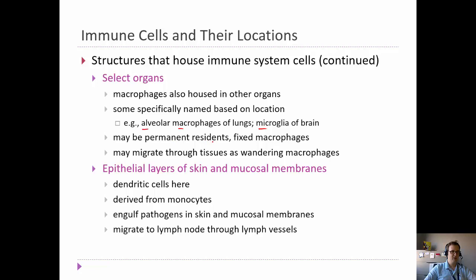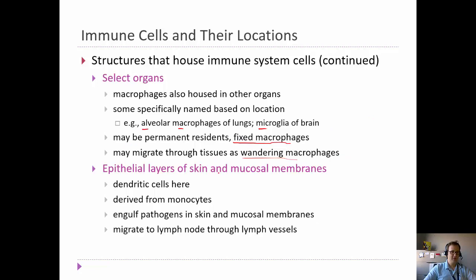Some of these are permanent residents, and these are called fixed macrophages. These are macrophages that stay in a singular place and keep things clean as they pass by. Some of them wander around as wandering macrophages, and these are constantly moving. Sometimes they travel towards chemicals or sites of bacterial infection, so these will help there.